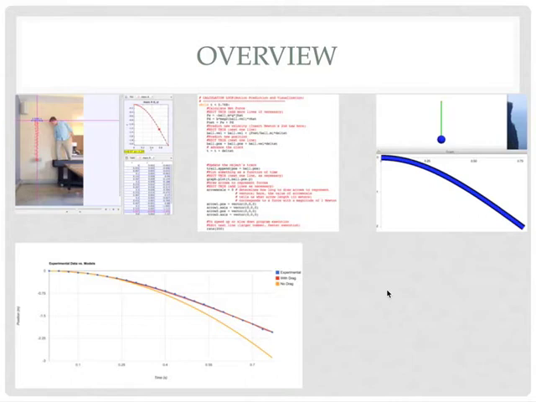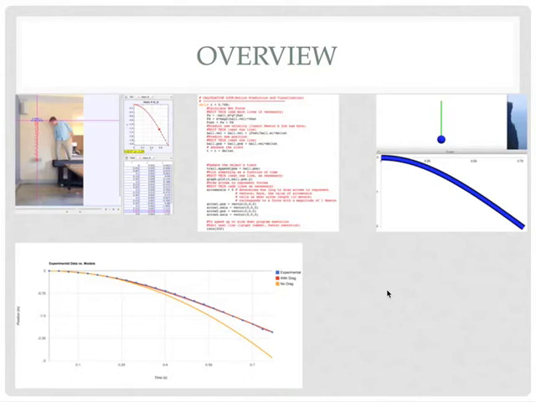First, I'm going to show you a recording of my friend Andy dropping a computer case. Next, we will analyze the movement of the case in a program called Tracker. And then we will use VPython to create a model of the object as it falls. Finally, we will compare the experimental data with the models generated from VPython.